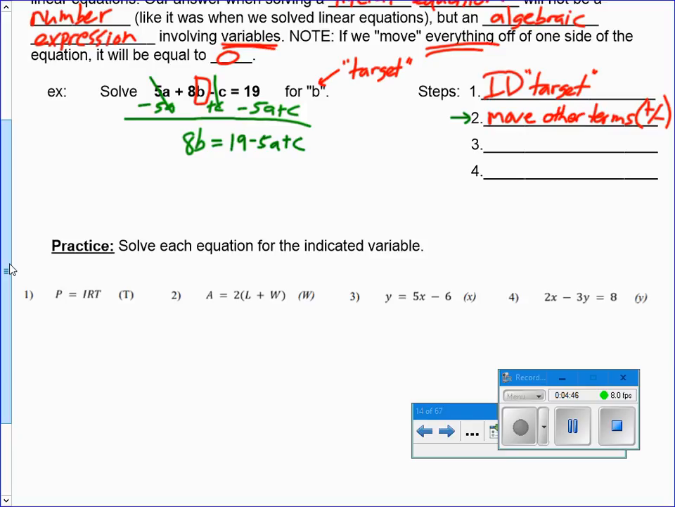So next thing we're going to do, just like we did with linear equations, is divide by the coefficient, if there is one. In this case, the coefficient left hanging on our target variable is going to be 8. So we're going to divide everything by 8. So we just make it one big fraction over 8.